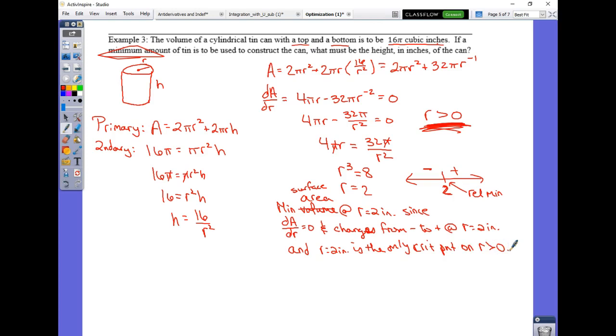Have we answered the question? The question asks what is the height of the can. We have not. We know that the height is equal to 16 over 2 squared. Height is 4 inches. H equals 4 inches is my final response.